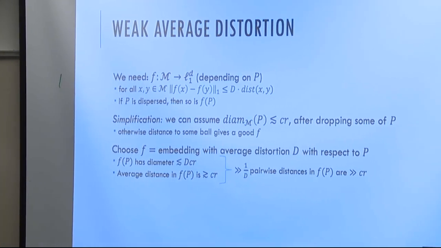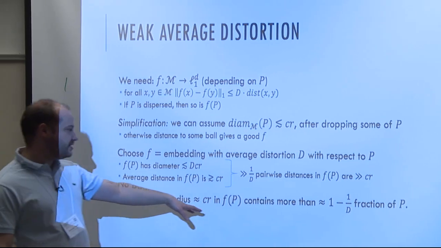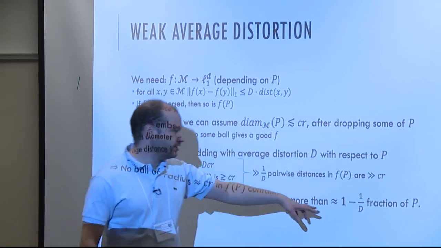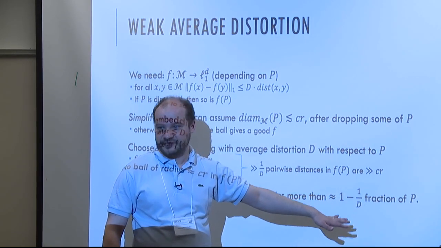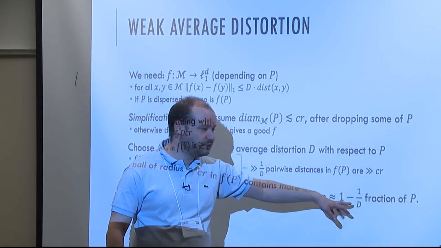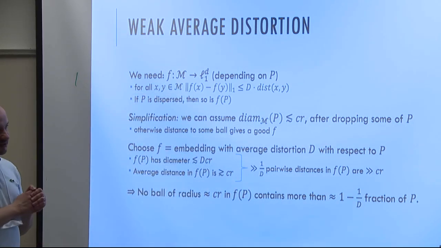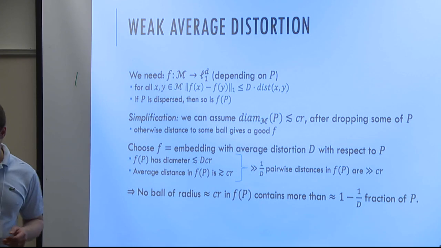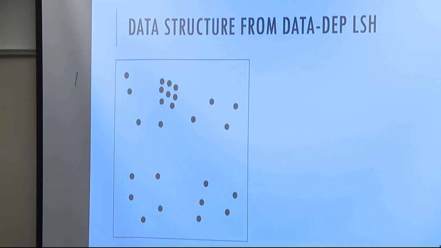Okay, so that's the flavor of this argument. What you can get from this is that no ball of radius about CR in F of P contains more than, not half the points, but 1 minus 1 over D fraction of the points, roughly speaking, maybe 1 minus 1 over 2D, something like that, which would give you worse results, but gives you a flavor of how this argument goes. You can do better than this by arguing more carefully on different scales. I won't go into that. Okay, so let me finish by just telling you what, sorry, I'm a bit over time.